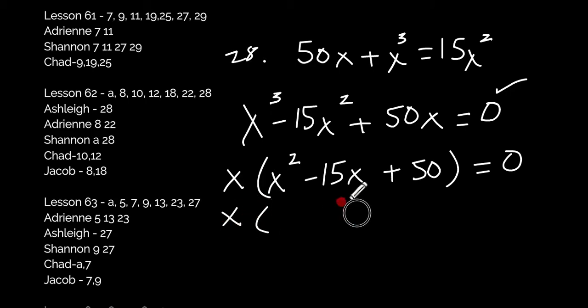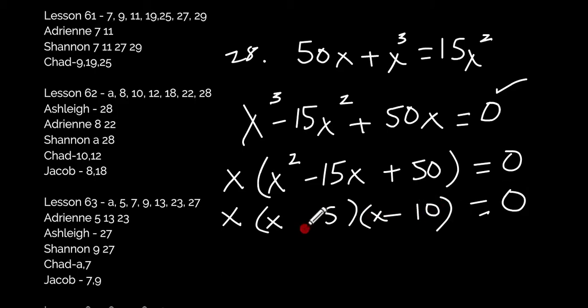We break it into two binomials. What times what gives you x? That would be x and x. What times what gives you 50, but when you add them, you get 15? That would be 5 and 10, minus, minus. Set each of these equal to 0. So you're going to get x equals 0, x equals 5, and x equals 10. That was the speed version of that.